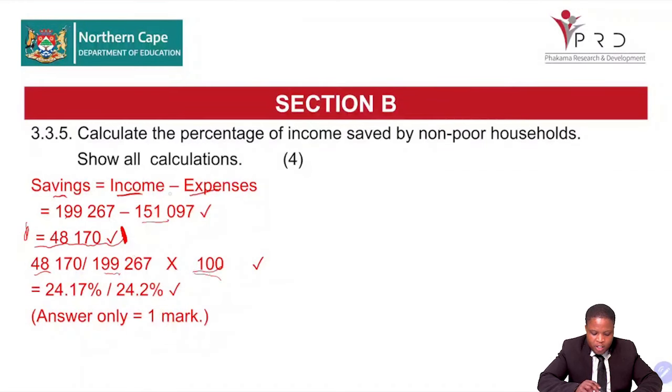After getting your savings, you divide your savings with income, because you want what? A percentage of income saved. Right? How much percentage is being saved?